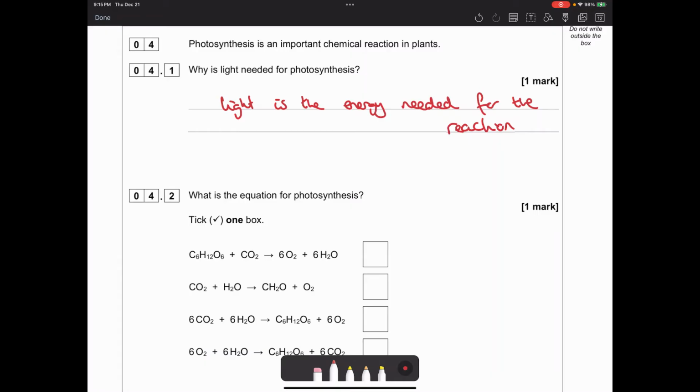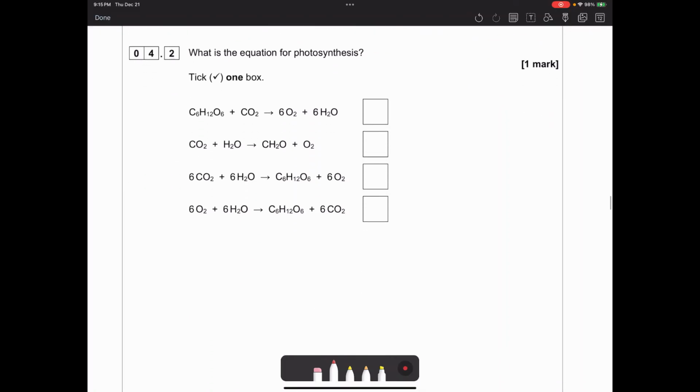You could also say photosynthesis is an endothermic reaction, so therefore it's absorbing heat from the surroundings. That would also be accepted. But I think the key thing is recognising that light is the energy source.